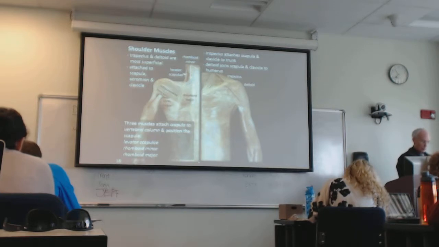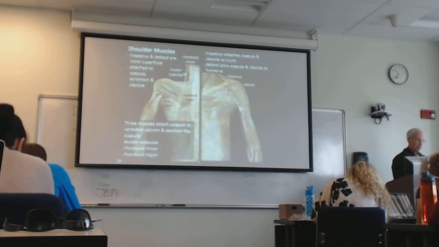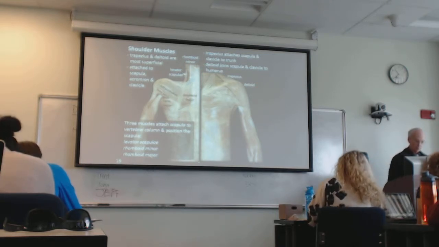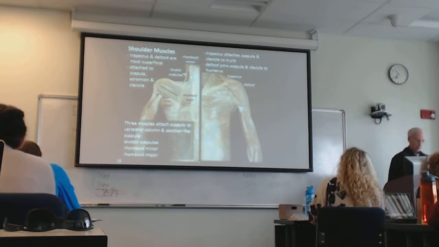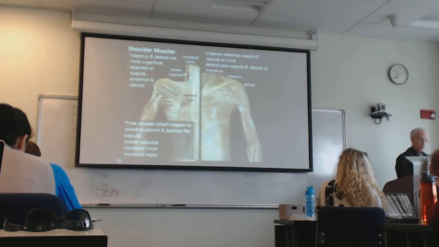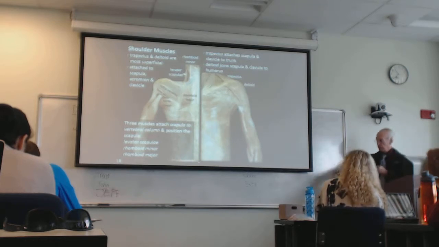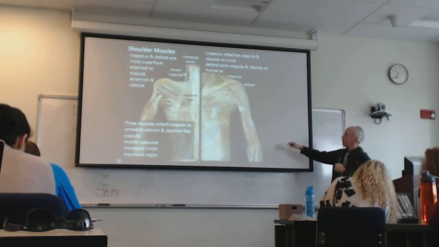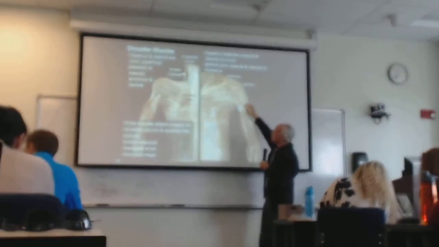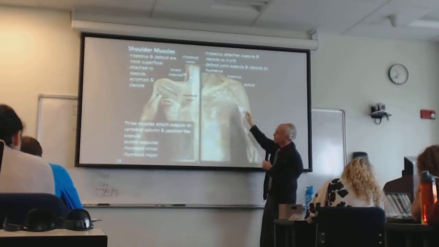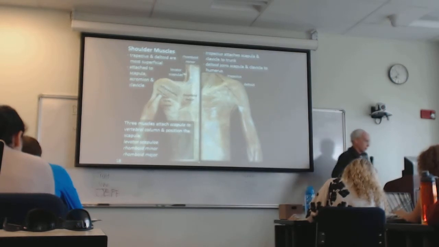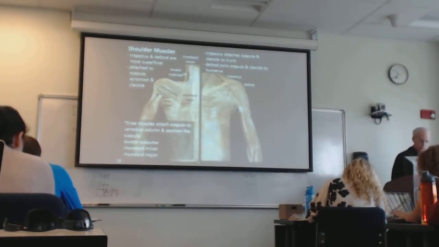You can see the rhomboids again. These are posterior muscles. The levator scapulae we've talked about. The trapezius, a massive muscle, is important for positioning the scapula both superiorly and for retraction of the scapula. And then the deltoid is a very powerful abductor. We'll talk about it, but the deltoid works in concert with the supraspinatus muscle to enable you to abduct your humerus.